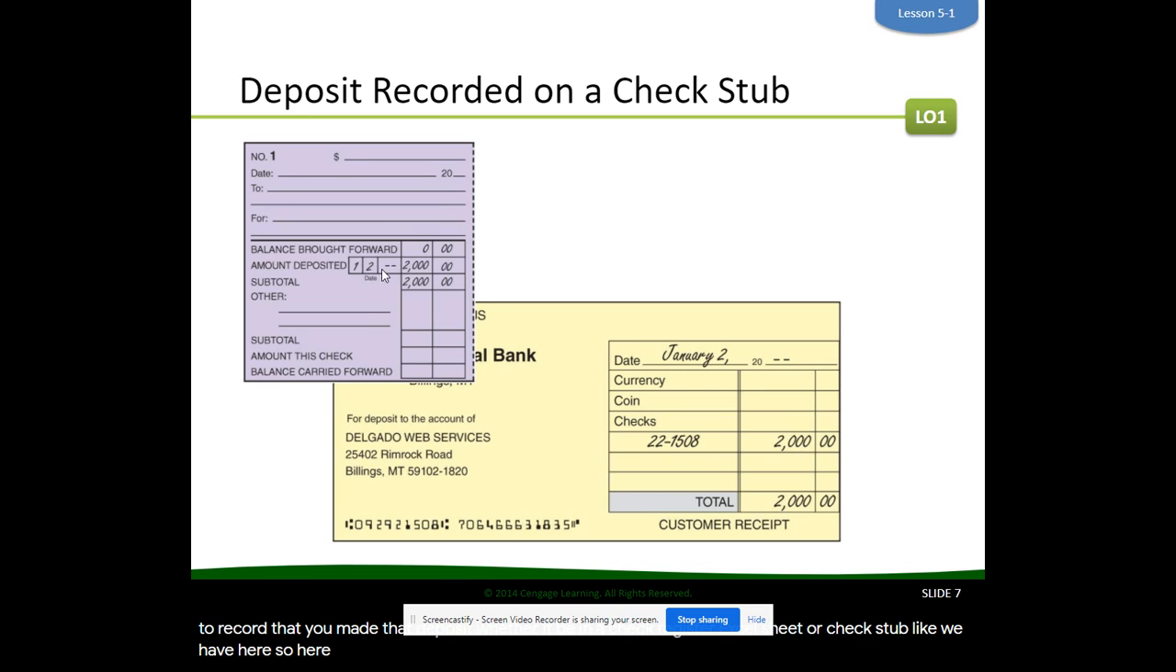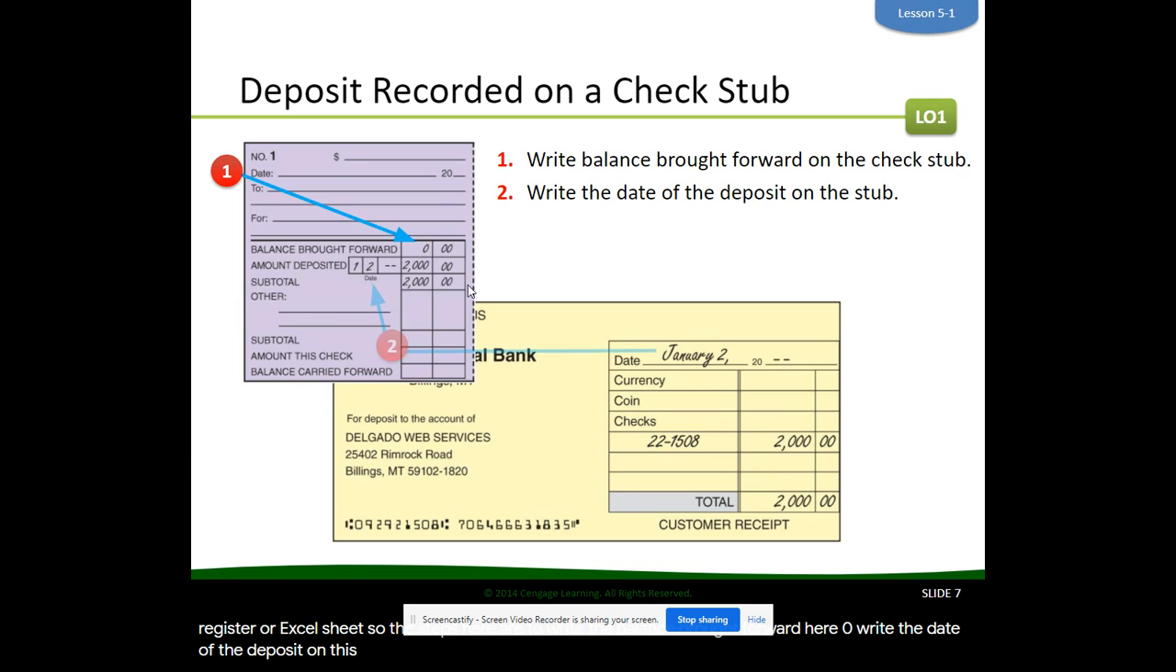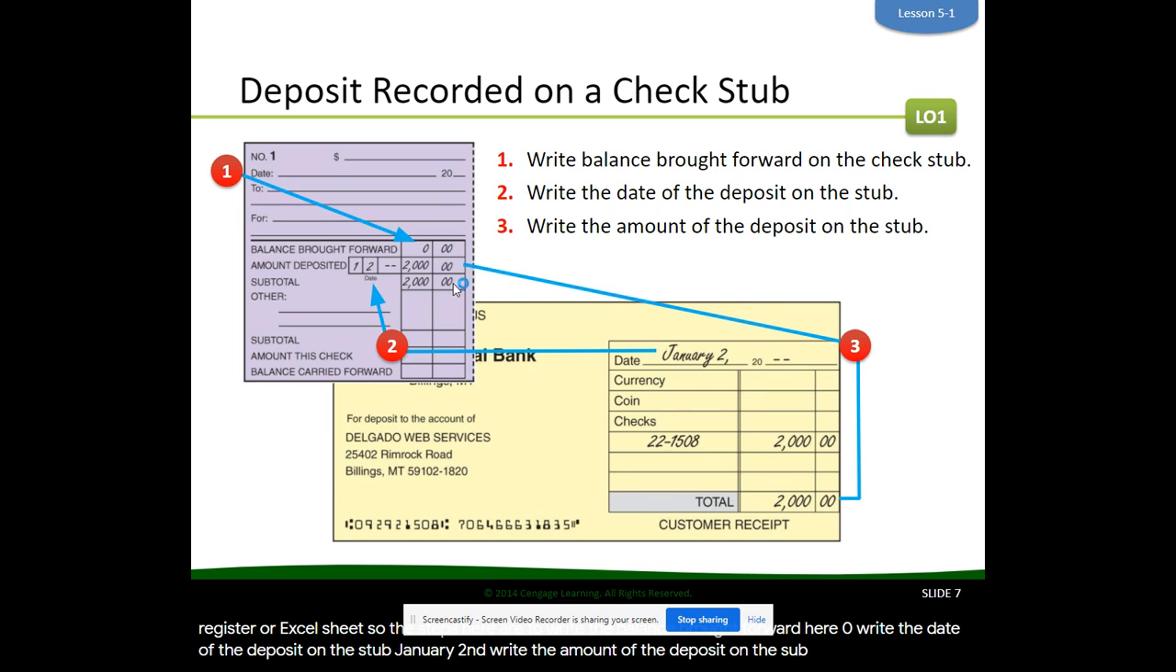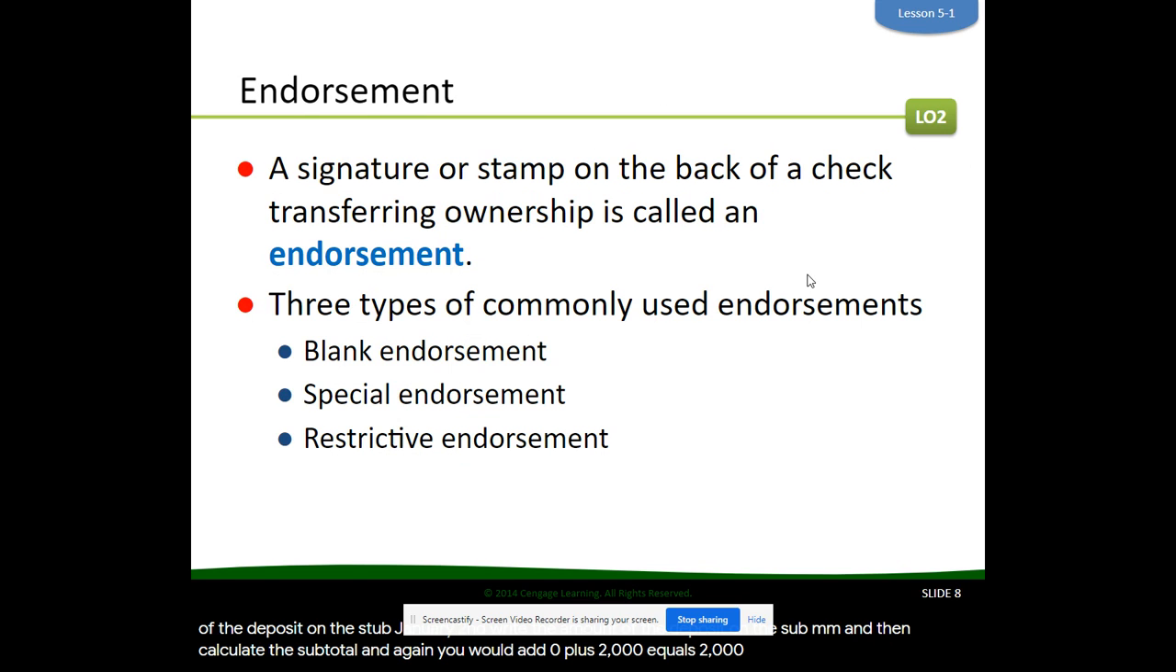So here, the amount is recorded, the date that we made the deposit, January 2nd, and the total amount, 2000. You're then able to update the balance directly on the check stub, check register, or Excel sheet. So the steps here are to write the balance brought forward, here 0, write the date of the deposit on the stub, January 2nd, write the amount of the deposit on the stub, 2000, and then calculate the subtotal. And again, you would add 0 plus 2000 equals 2000.